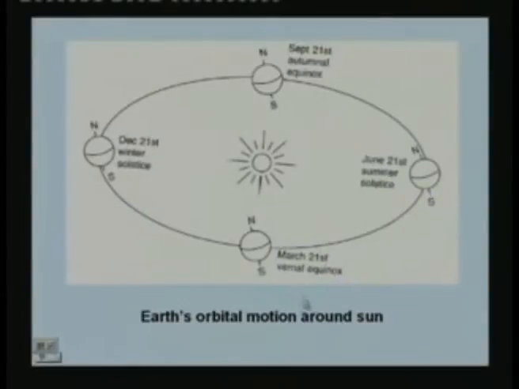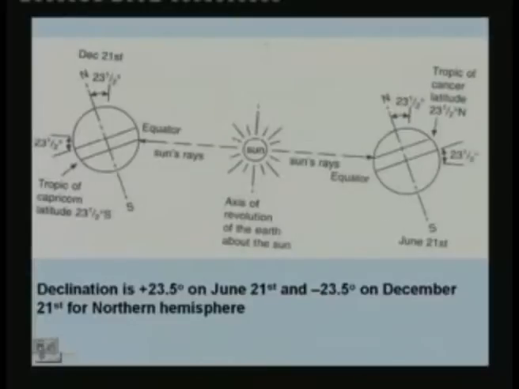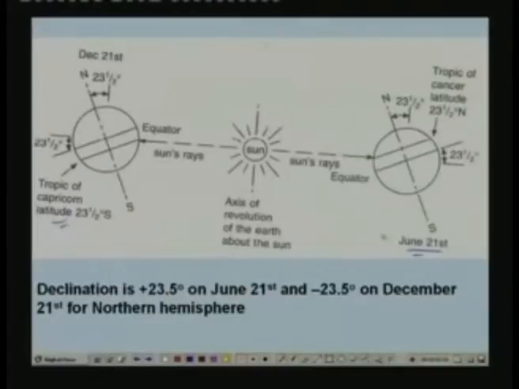This will be very clear if you look at this picture. For example, take just summer solstice and winter solstice, that is June 21st and December 21st. This is the equatorial plane of the earth, and since this angle is tilted 23.5 degrees, the declination is nothing but this angle. So this is also 23.5 degrees. By convention we take this as plus 23.5 degrees.